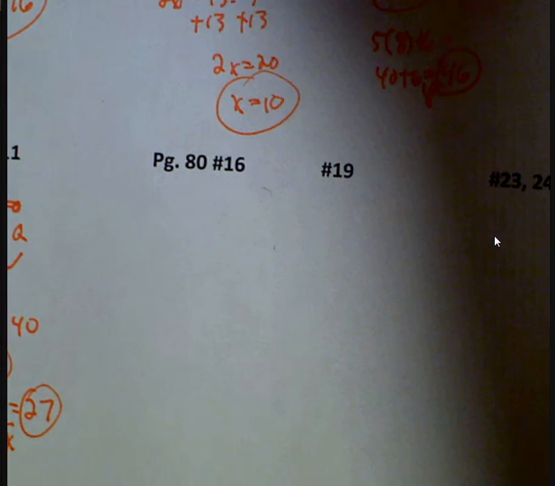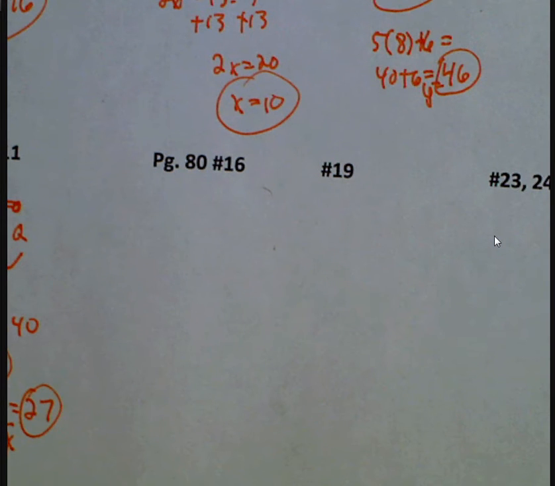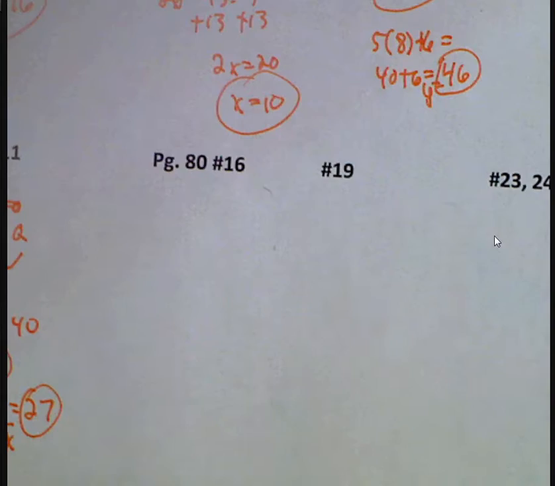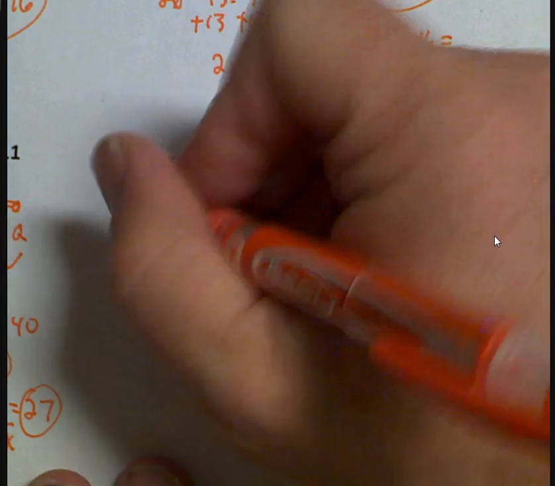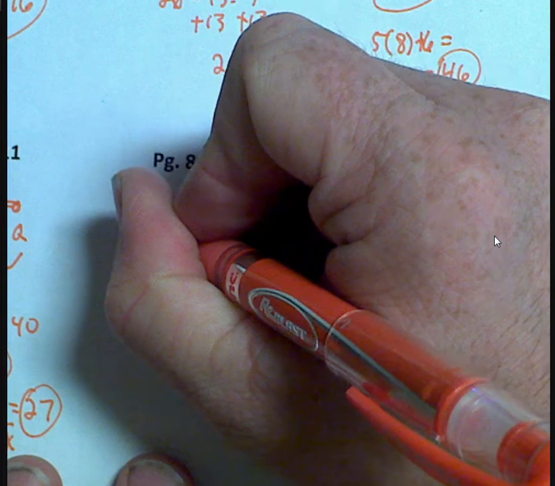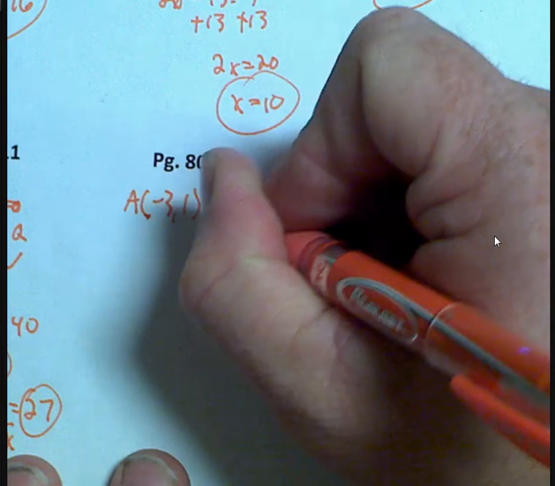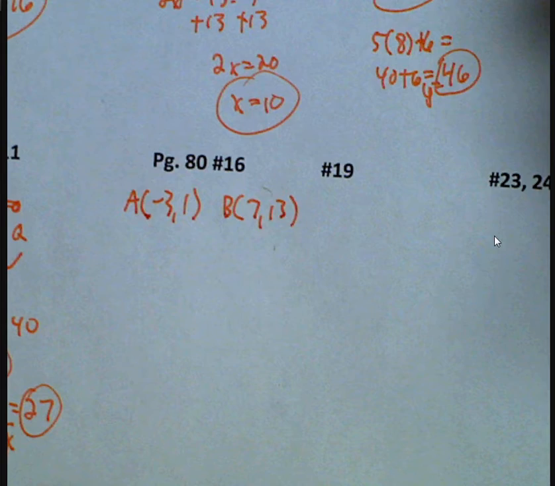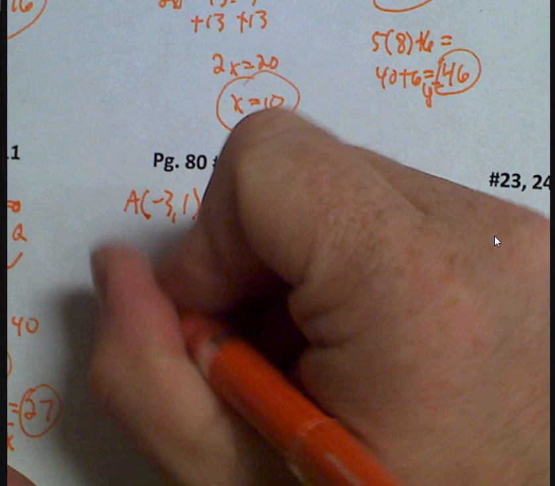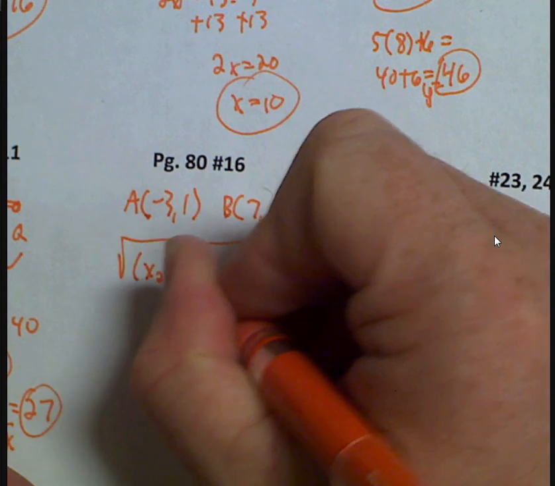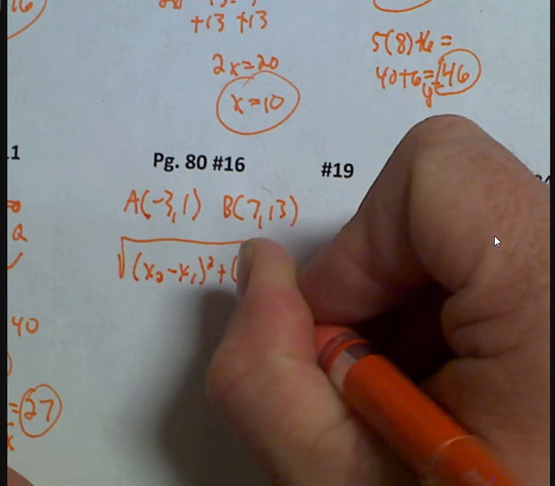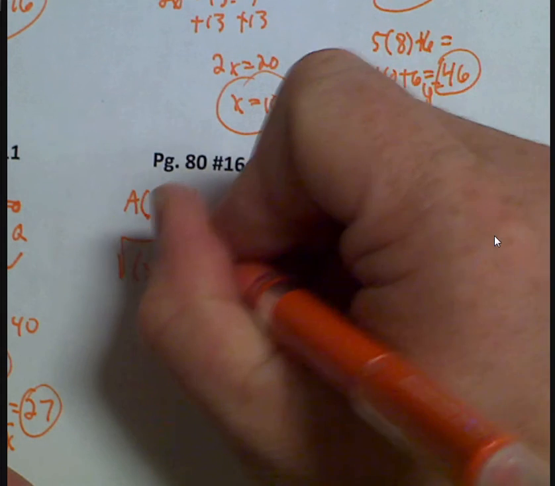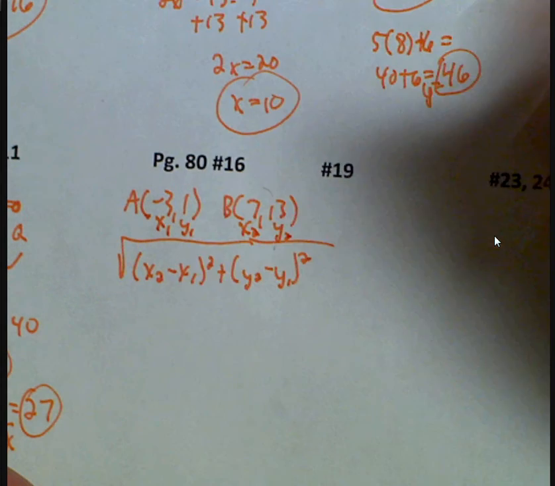Page 80, number 16. Find the distance between each pair of points. So A is negative 3, 1. B is 7, 13. So I need to find the distance, which means I'm going to use the distance formula. x2 minus x1 squared plus y2 minus y1 squared. So if this is x1, y1, x2, y2.